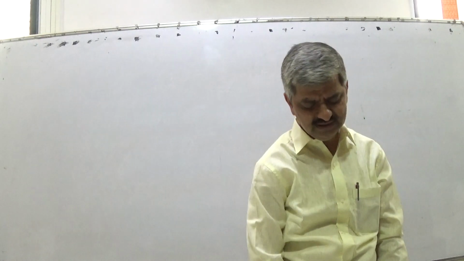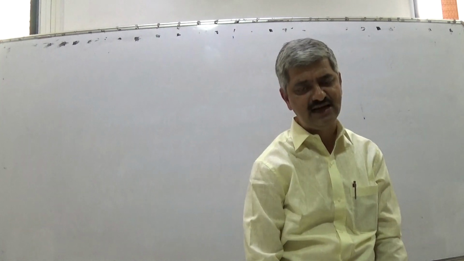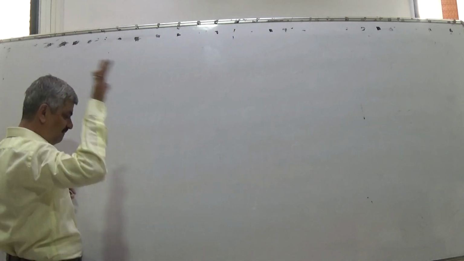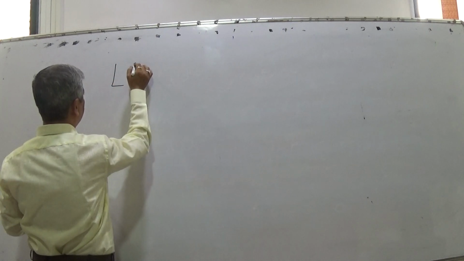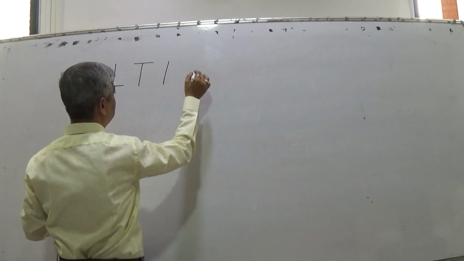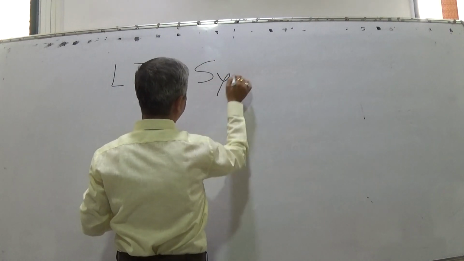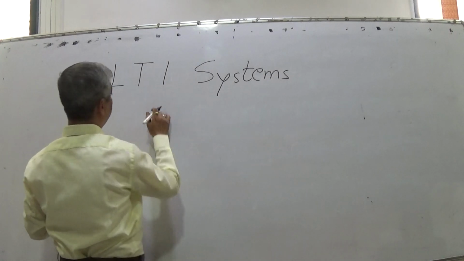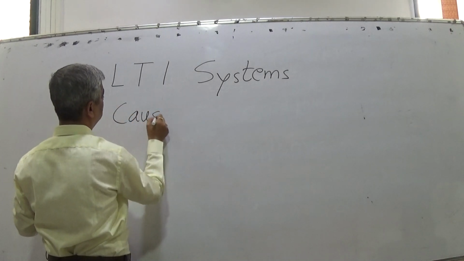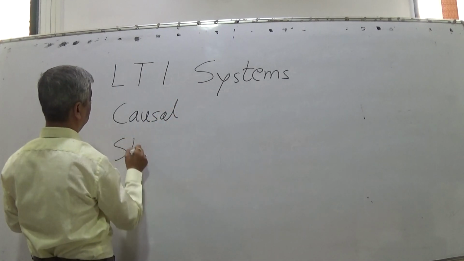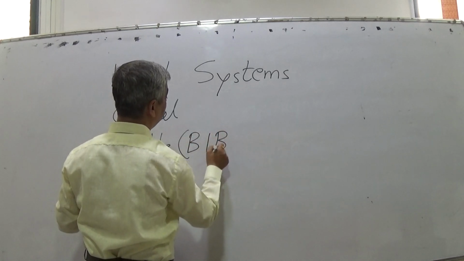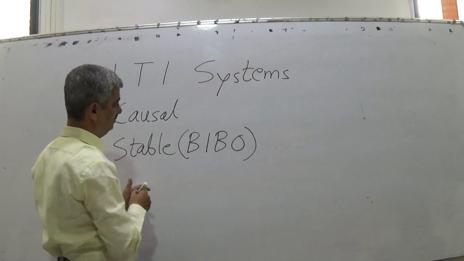That's what I feel. Now, there are some standard terms, and everywhere you go, you would be bombarded with the concepts called linear time invariant systems, LTI systems. And then there are two more things, causal and stable. And in stable you will have BIBO stable, bounded input, bounded output systems.